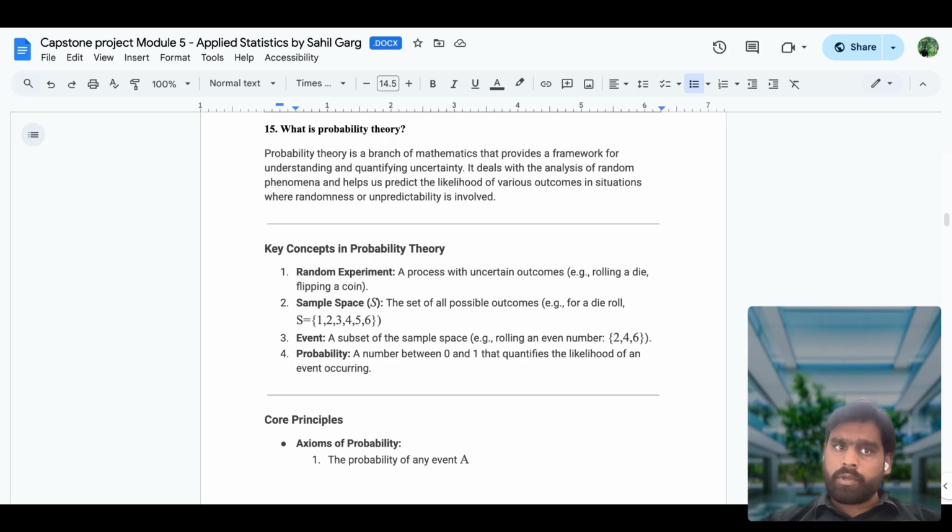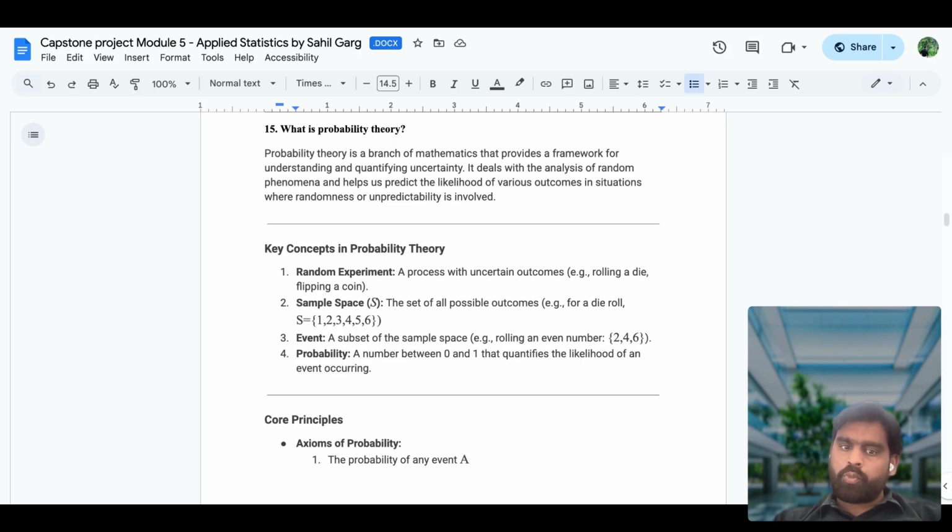Event is the possibility of a thing that we are asking. For example, if we are asked to find the probability of getting a number greater than 2 if we roll a dice. So for numbers greater than 2, we have 3, 4, 5 and 6. That means four numbers that are greater than 2. So the event will be 3, 4, 5 and 6.